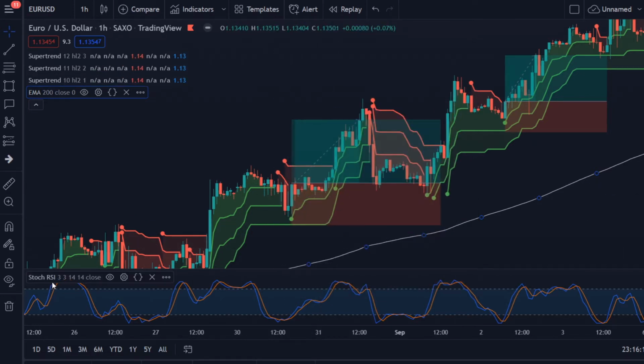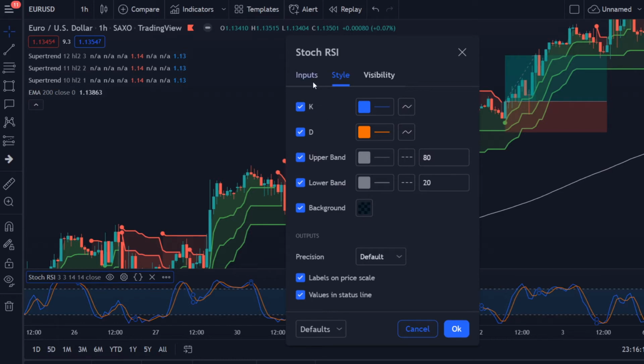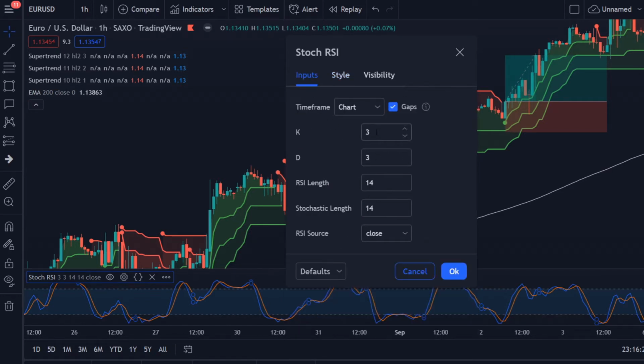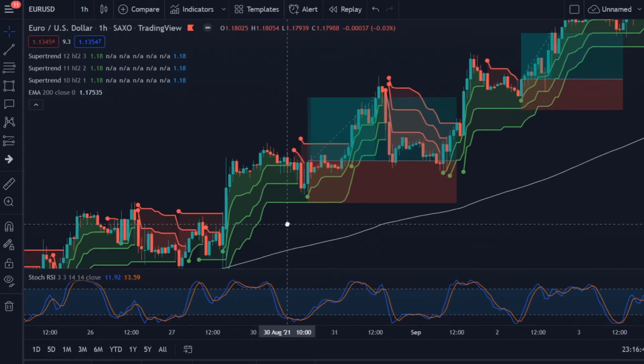And then we have the stochastic RSI, and you can play around with the colors. I like these colors. Make sure to use the default settings, and if the default settings have changed, then make sure to use the 3, 3, 14, 14 settings, and RSI source needs to be set at close. Okay, then this is what you will see.